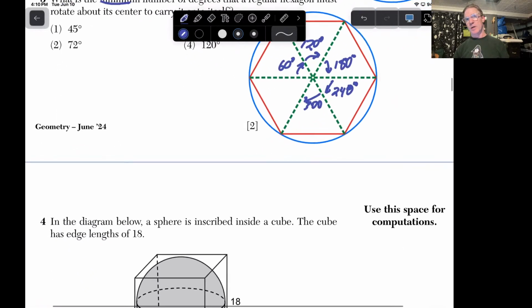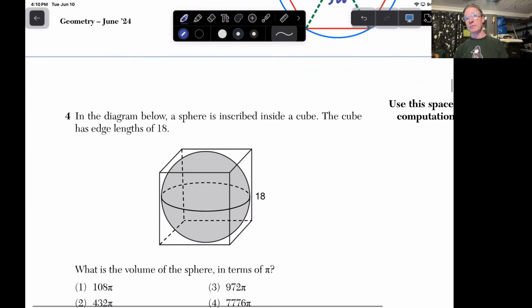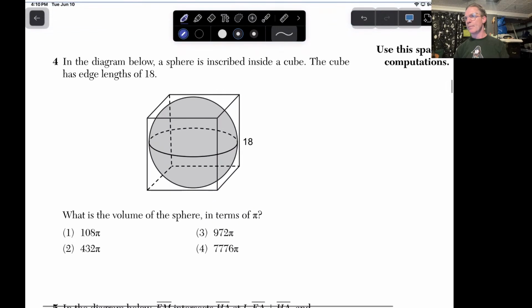Number 4, for those of you that are joining late, don't worry, all of this will be online after this, so you can go back and watch it later. In the diagram below, we have a sphere that is inscribed inside of a cube. The cube has edge lengths of 18. So, what is the volume of the sphere in terms of pi?